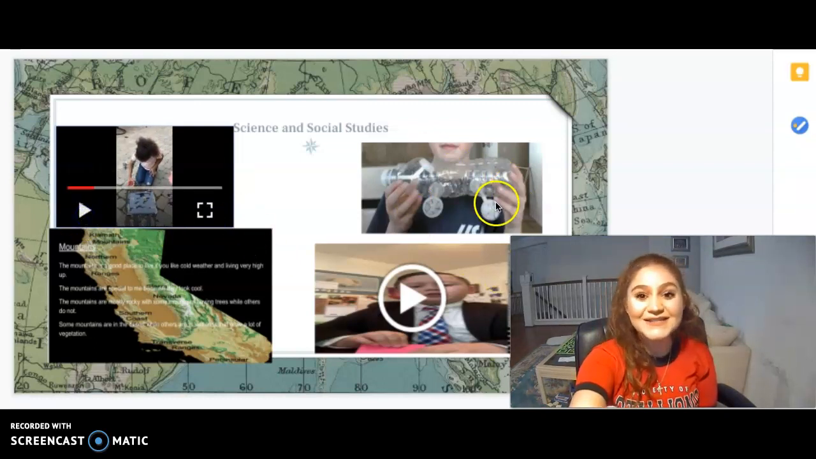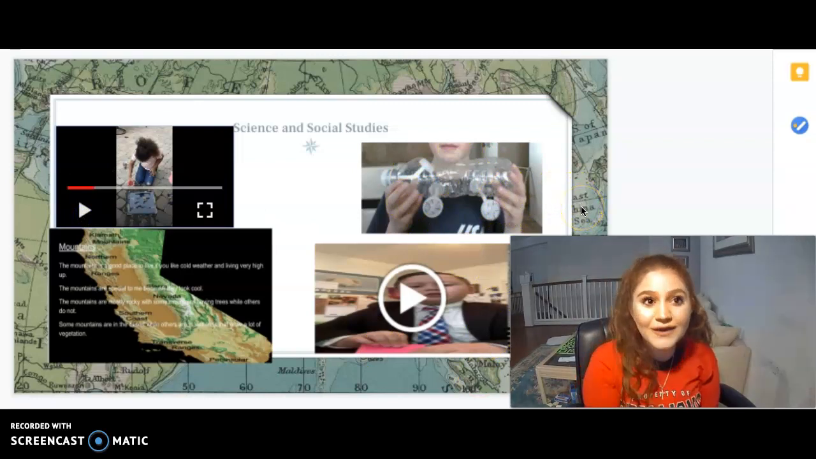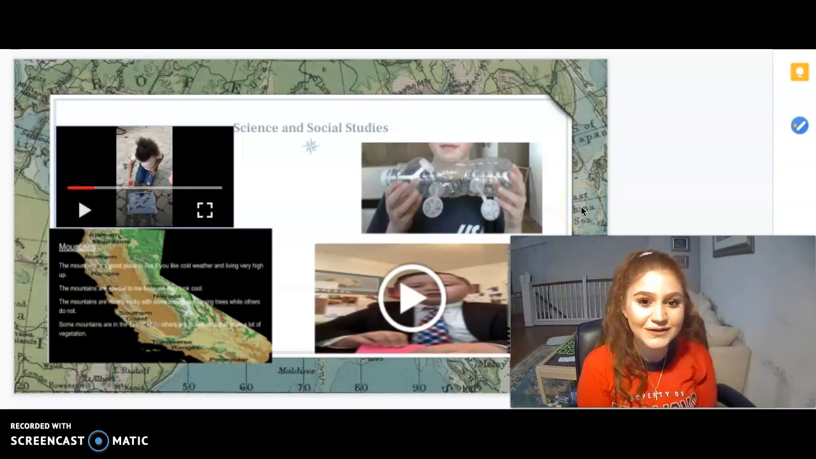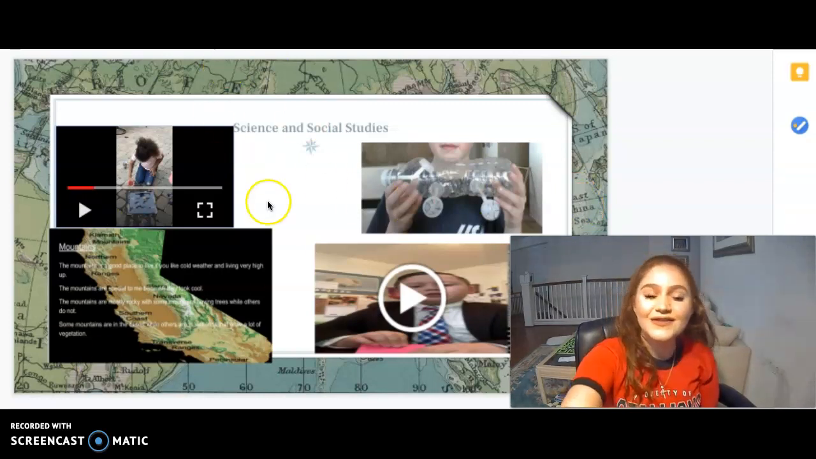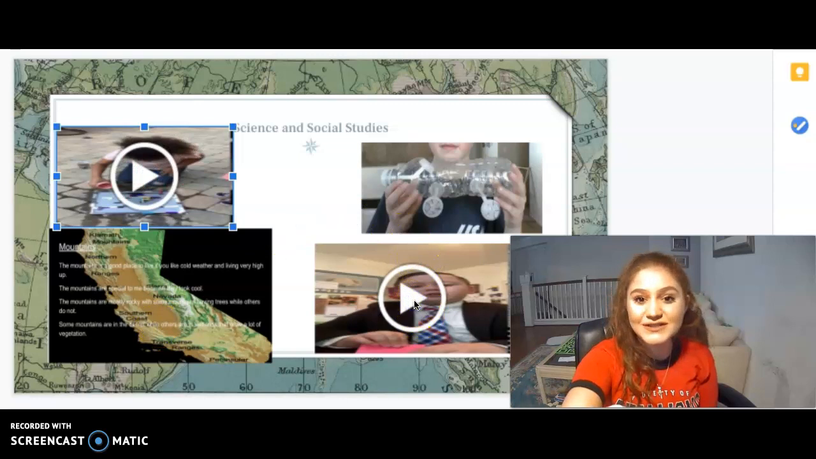And here is a great project where I asked my students to create a toy using household items. This student made a car using water bottles and caps. This is a Google Slide where the student talked about landforms. And this is another presentation a student did on presidents.